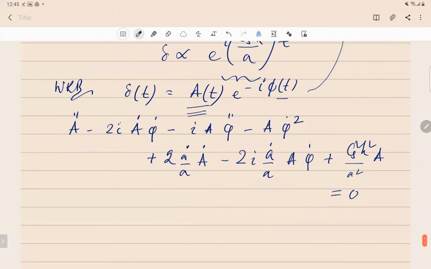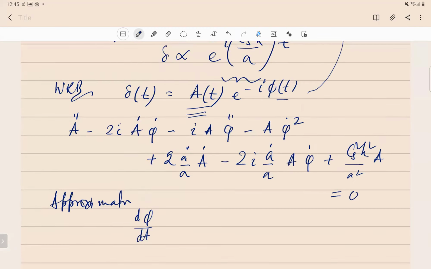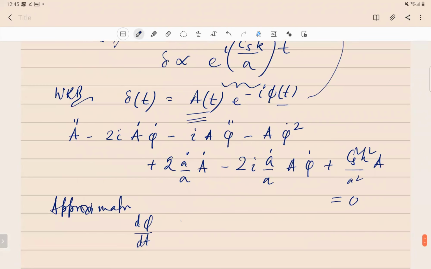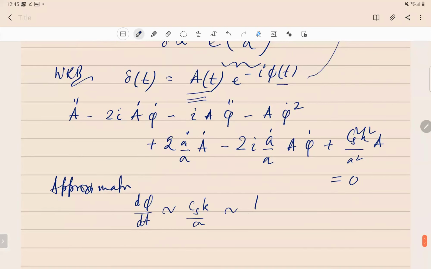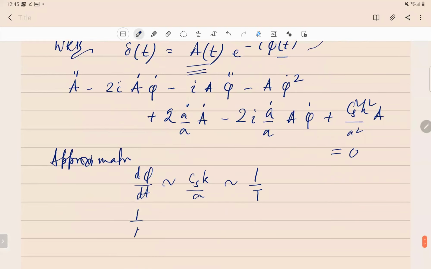Now here is where we are going to make some assumptions. This is where we want some kind of an approximation. This is an exact equation till now. So now we will make an approximation, and we'll look at this d phi dt, the variation of this phase. From our zeroth-order solution, this is something which goes as cs k by a, right? So this gives some kind of a time scale. And at the same time, you have 1 by a da dt. This gives another time scale.